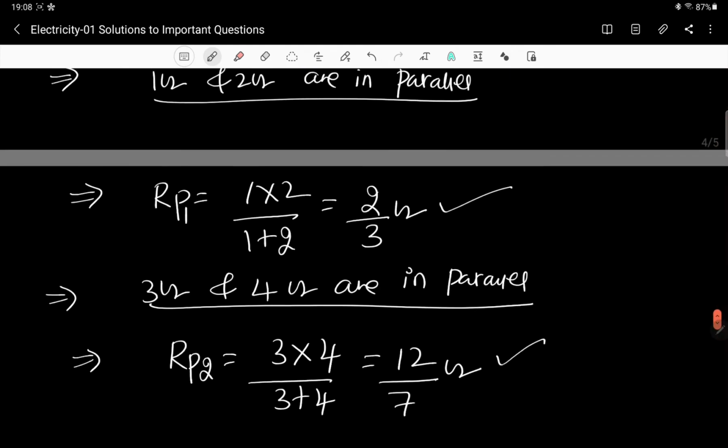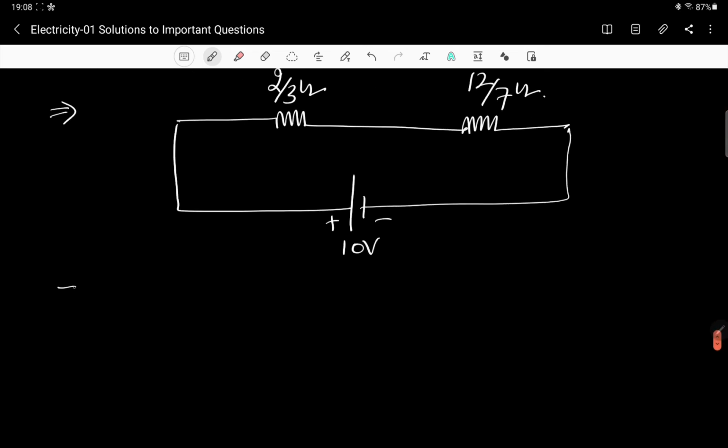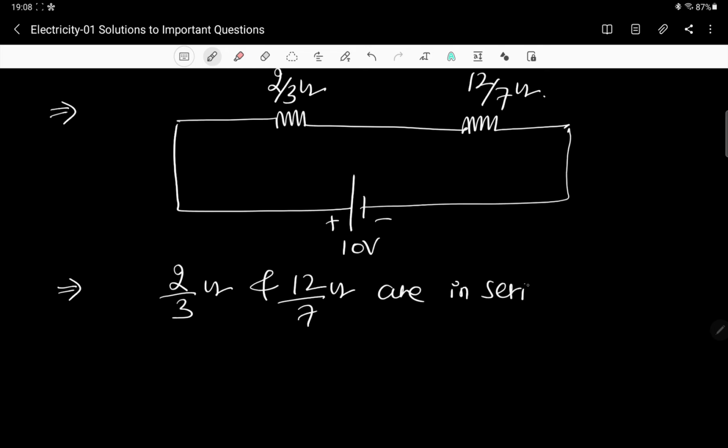So I'm redrawing it. So the first resistor is going to be 2 by 3 ohm, no? So that's what we got, and the second one is 12 by 7 ohm. All right, so now these are 2 by 3 ohm and 12 by 7 ohm, how are they? They are in series, no? Definitely they are in series.